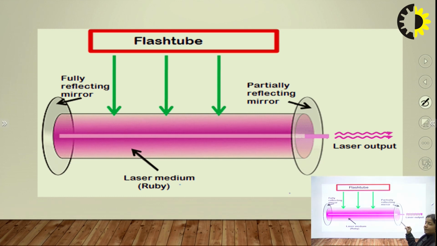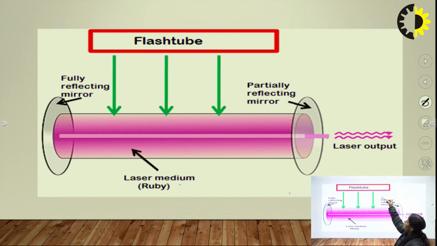It will be reflecting the light partially, and it will be giving out the laser beam. So this is the function of the partially silvered mirror. And then we come to the totally or the fully reflecting mirror. So it will be reflecting the laser beam completely. That means no part of the laser beam is able to come out of the device from this mirror. And here we are having the flash tube.